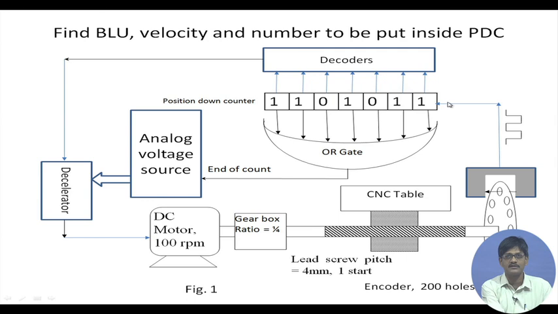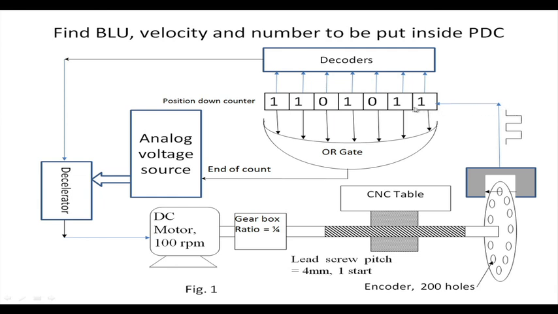Here the down counting of the position down counter is done by the encoder. The encoder pulses are entering the position down counter and making it 0. Once it becomes 0, further movement of the DC motor will not be possible. So, let us plan it this way: the number of basic length units corresponding to 5 millimeters of movement is sent as pulses, and after that it will be counted down to 0.